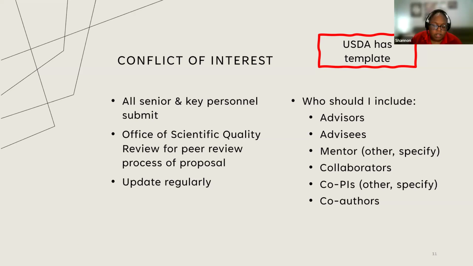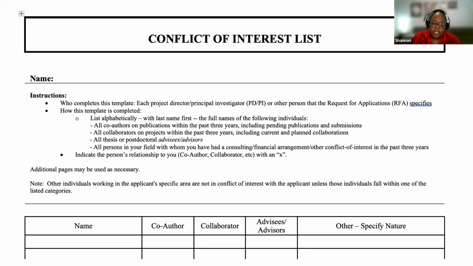The Office of Scientific Quality Review uses the conflict of interest list to determine which individuals cannot peer review a project due to their relationships with one or more scientists assigned to the project. This should also be updated regularly as you keep getting more various collaborators on projects and everything else. So this is a form that once you start it, then you're just updating it after that. An example is shown here. So this is that template that you'll see.